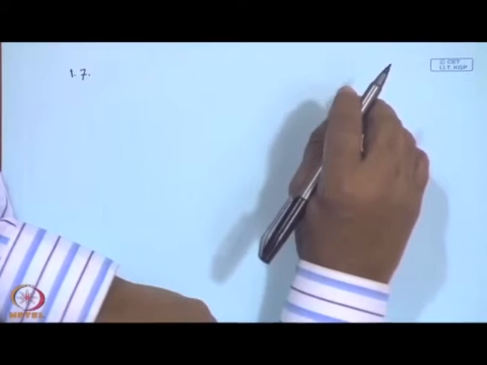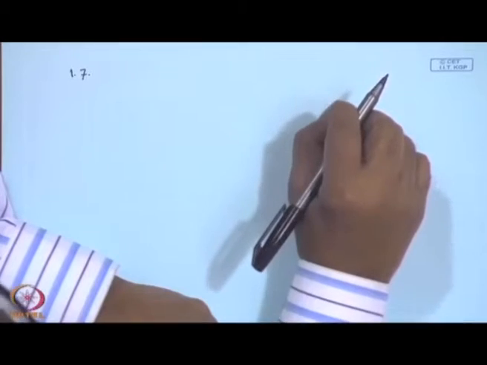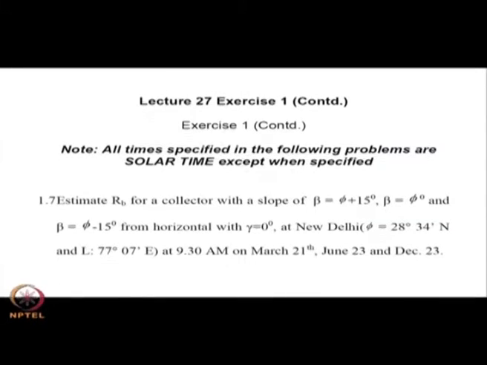The idea is to estimate the RB, the conversion factor from horizontal radiation to the tilted radiation, for a collector with a slope of phi plus 15 degrees, or equal to phi, or phi minus 15 from horizontal, south facing in New Delhi location at 9:30 a.m. on March 21st, June 23rd and December 23rd. So, these dates were chosen.